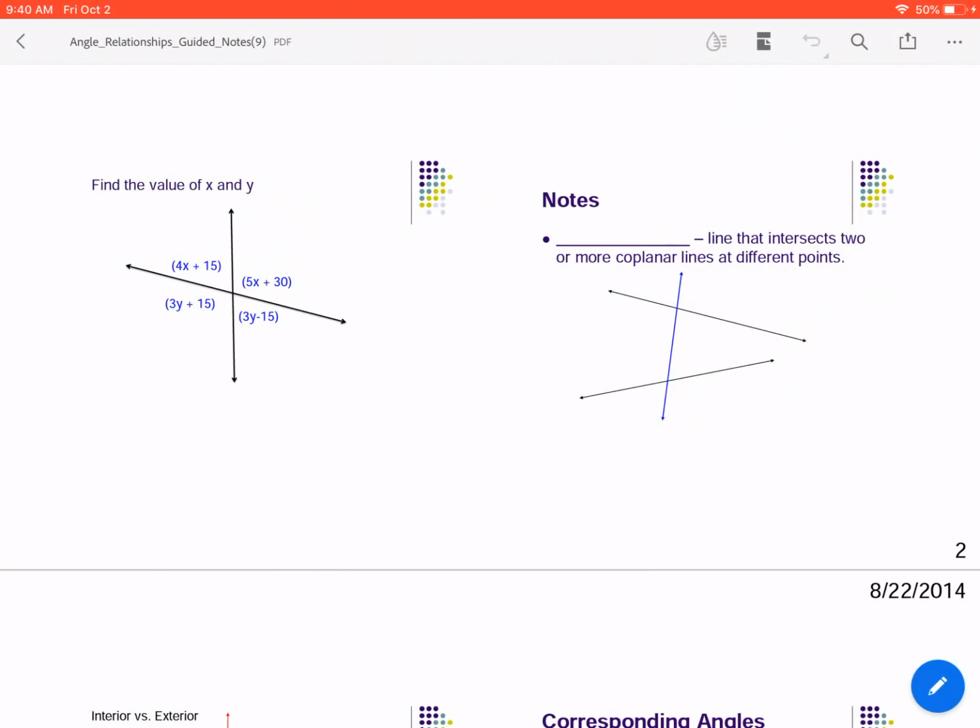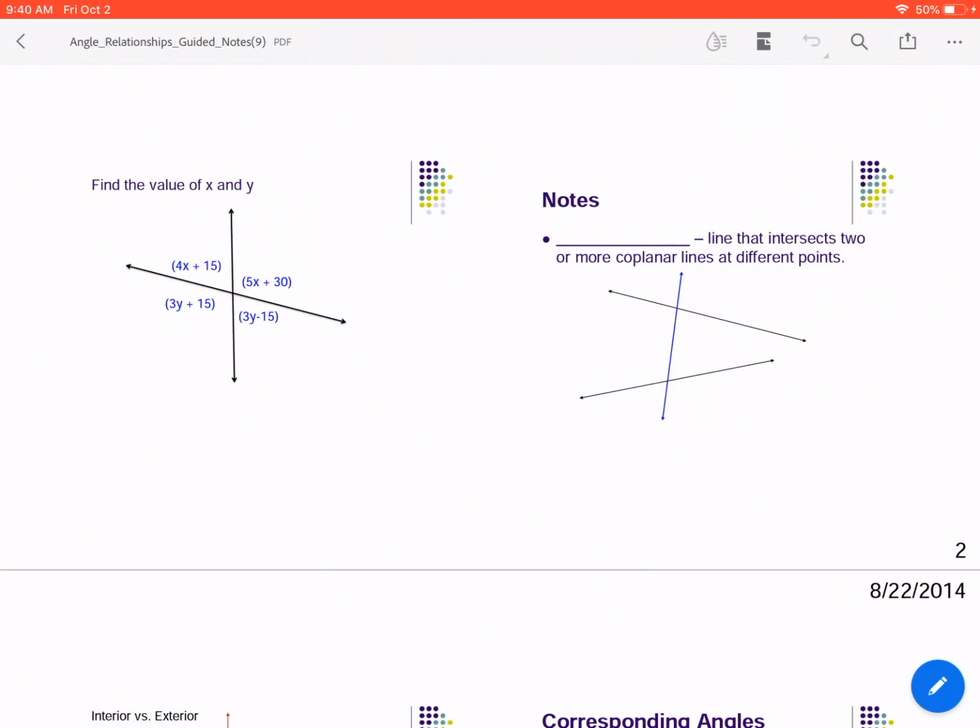Okay, these are the notes for the continuation of what we did on Friday with different angles. We did vertical angles, we did adjacent angles, we did linear pair. Now we're basically talking about angles when you have one line intersecting maybe two or more lines.